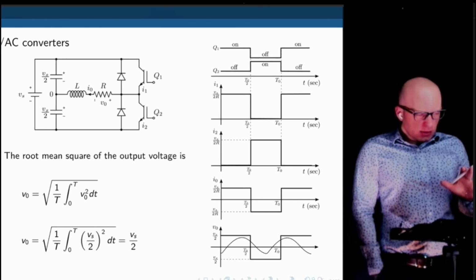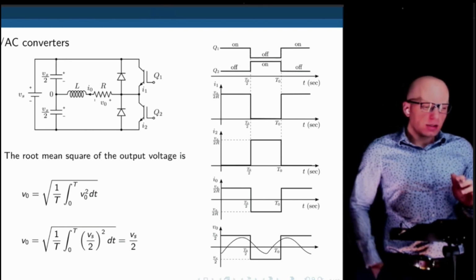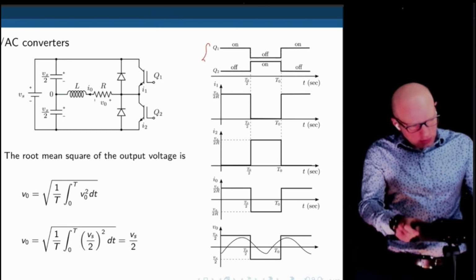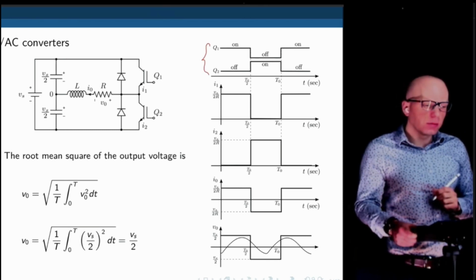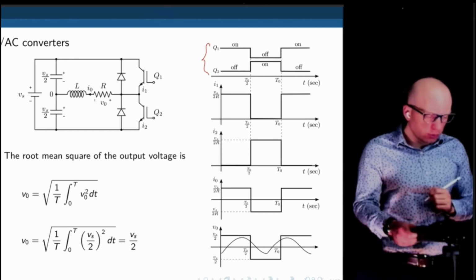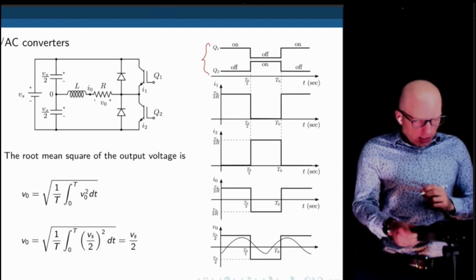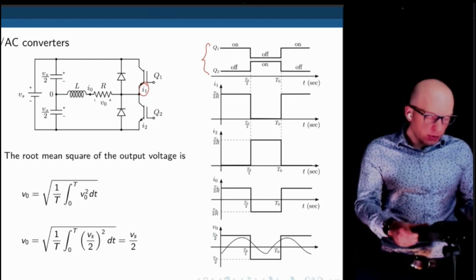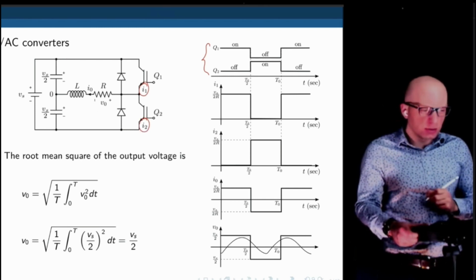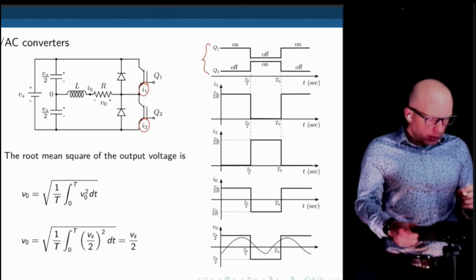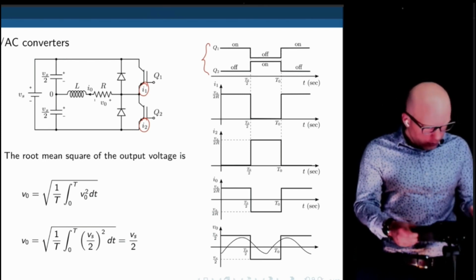Okay, so this is the circuit, the same circuit that we had, and here we have the operating mode of each of the transistors. We see that one is open, the other one is closed. Let's call this current flowing through diode 1, through transistor 1, I1, and through the second transistor, I2. And let's plot them right here.